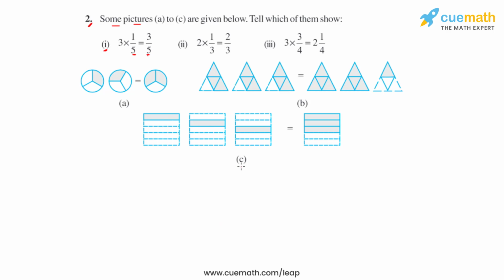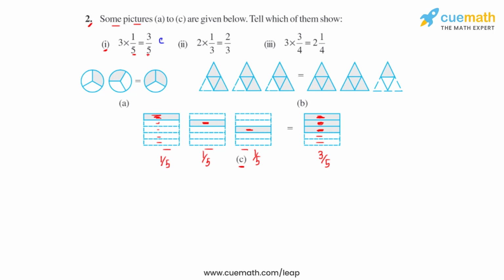So if we carefully observe option C, we have 3 figures. Each figure has got 5 parts, of which only one is shaded. So each figure represents 1/5. If we put them together, what we get is 3/5. That is, there are 5 parts, of which 3 are shaded. So option C is the best fit for the first bit. So the answer for the first bit is C.